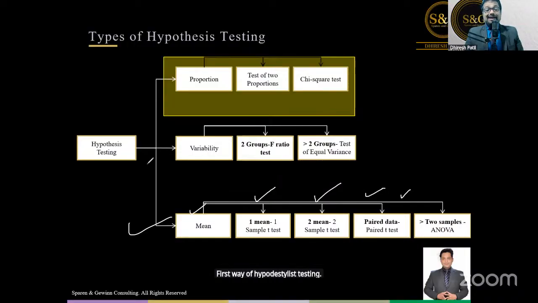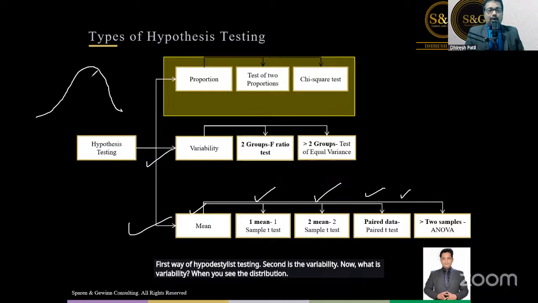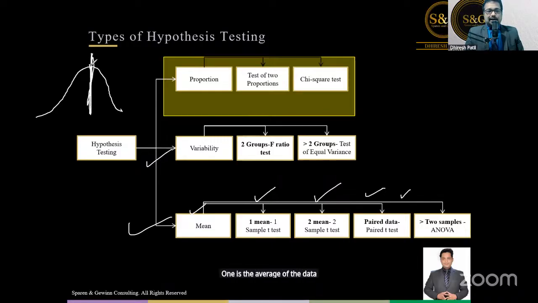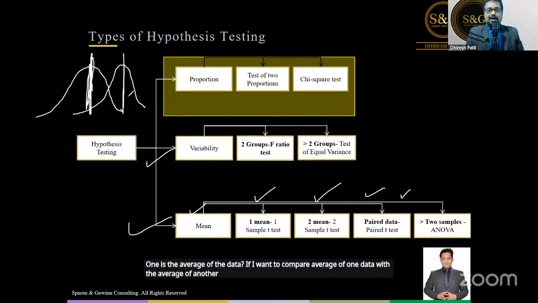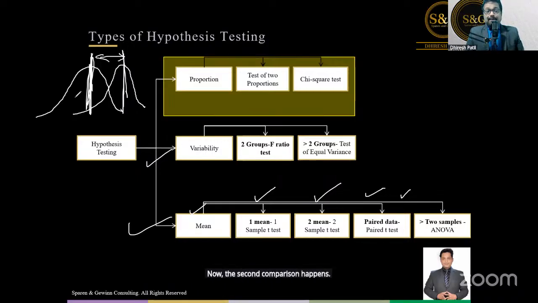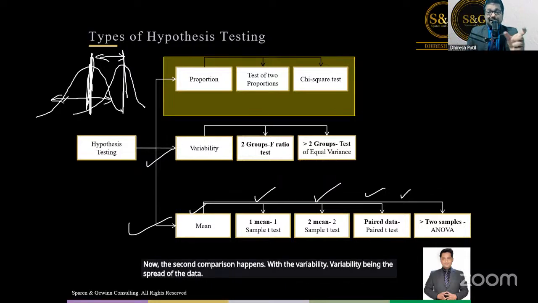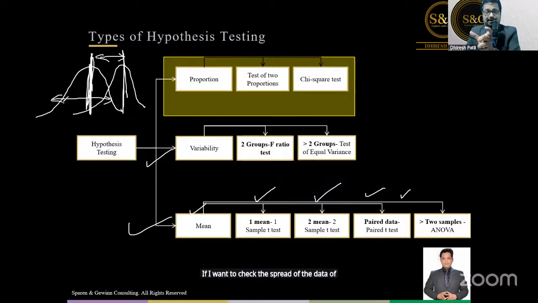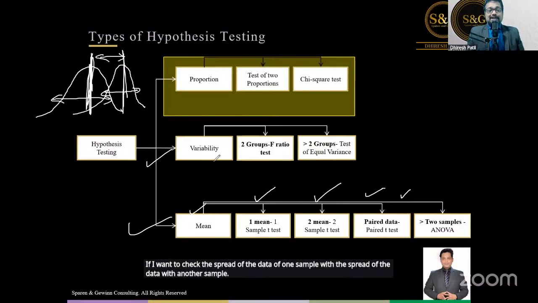Second is the variability. Now, what is variability? When you see the distribution, one thing is the average of the data. If I want to compare the average of one data set with the average of another, that is a comparison between the means. The second comparison happens with the variability. Variability means the spread of the data. If I want to check the spread of one sample against the spread of another sample, that is variability.